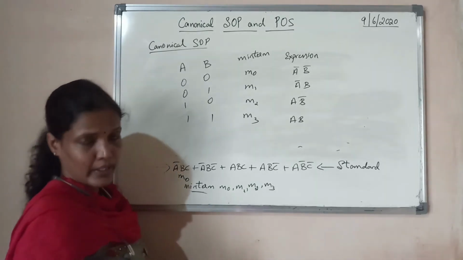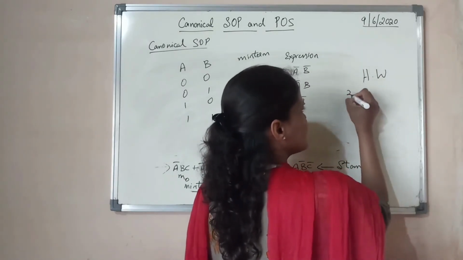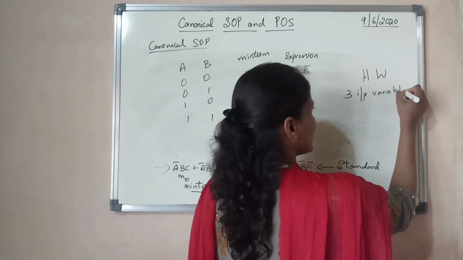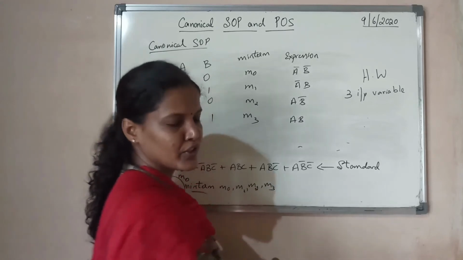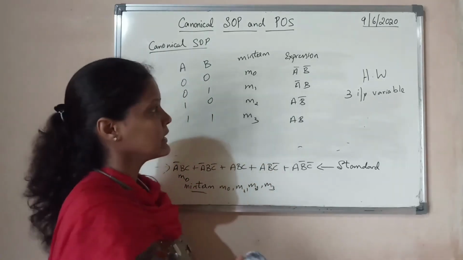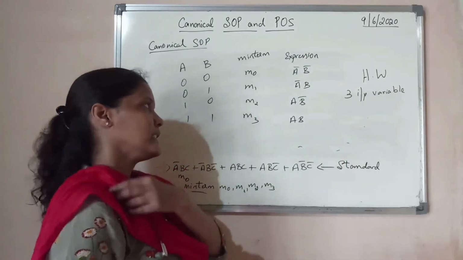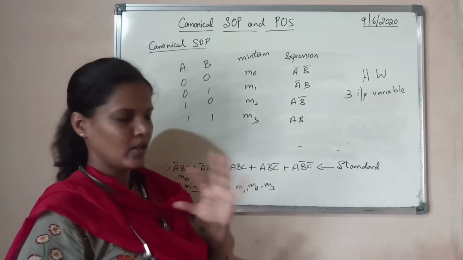And now what I want you people to do is homework. Write a truth table like this for 3 input variables, write its min terms and its expressions, and WhatsApp it to me, okay. 3 input variables, like this, the min term as well as this expression. With 3 input variables we will be getting 8 different combinations.